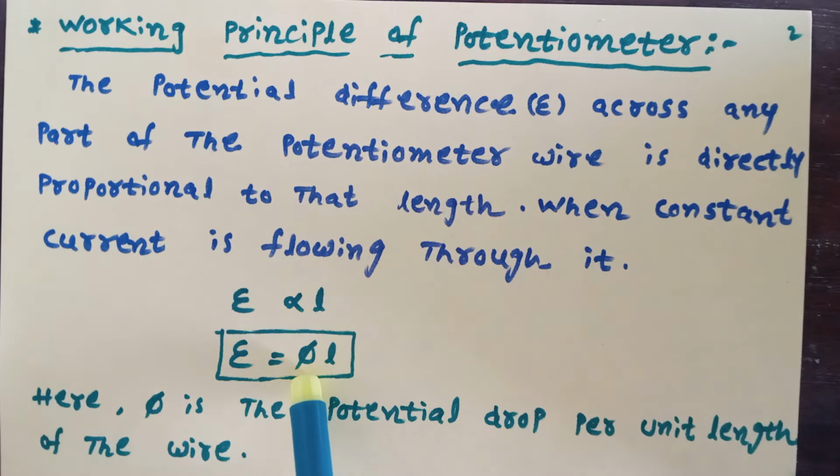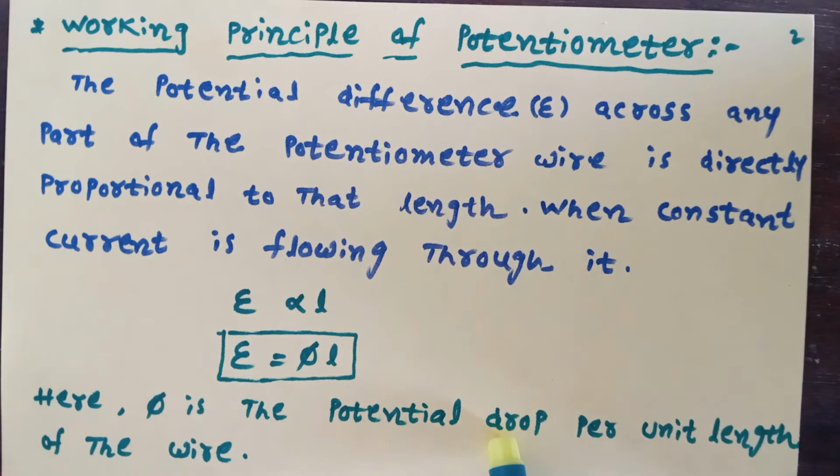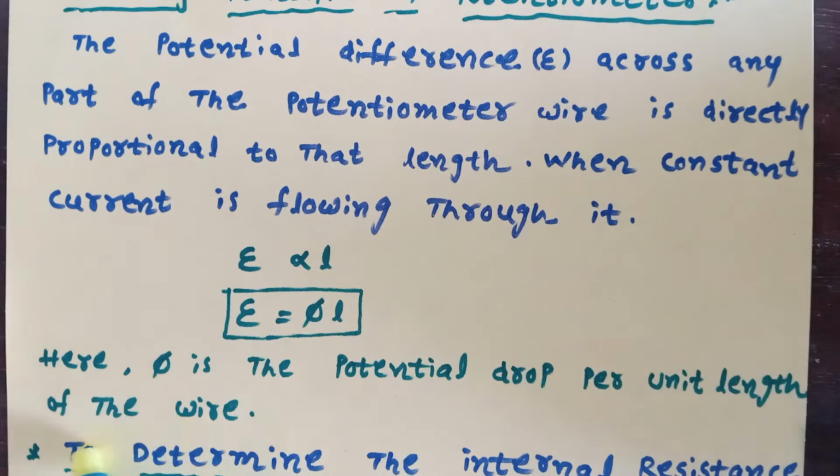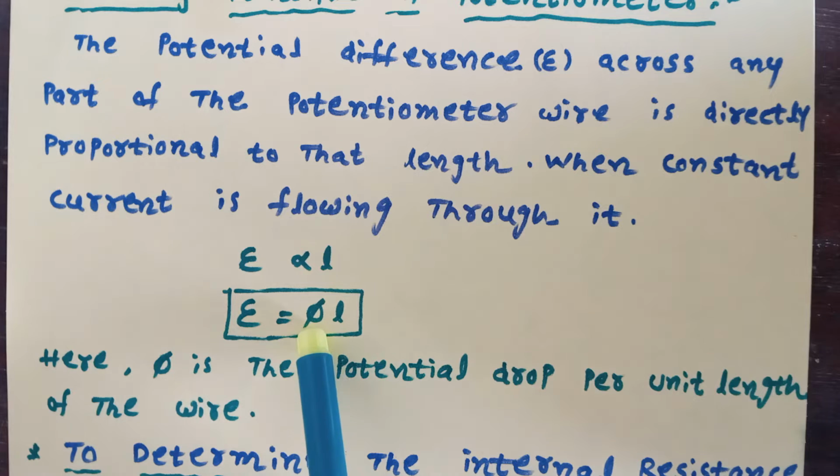If we remove the proportional symbol, we get a constant, that is phi. Here phi is the potential drop per unit length of the wire. Phi means potential drop, the potential drop per unit length of the wire.